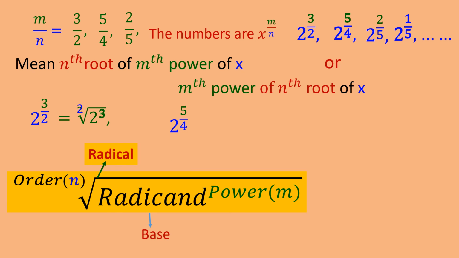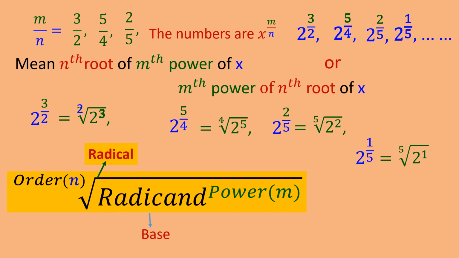Let us quickly convert them, the indices, into the root form. See here. 2 raised to 5 upon 4 equals 4th root of 2 raised to 5, or the mth power of the nth root of x, that means the 5th power of the 4th root of 2. Same way, 2 raised to 2 upon 5 can be written as 5th root of the square of 2. 2 raised to 1 upon 5 is the 5th root of 2.